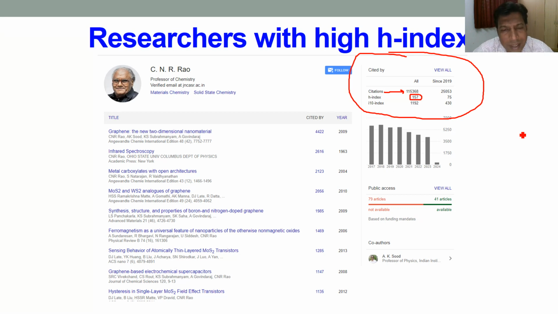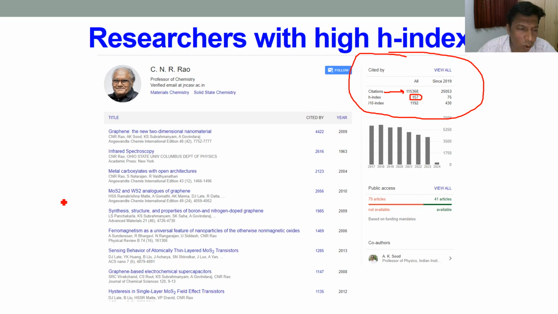So what is the maximum value of H index then? H index can be at most equal to the number of papers published by that author. If suppose an author has published 1000 papers, the maximum H index that author will receive is 1000, not more than 1000. So H index maximum is always equal to the number of papers.